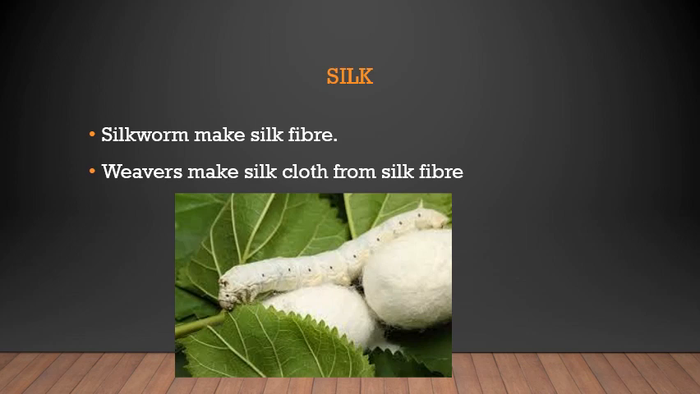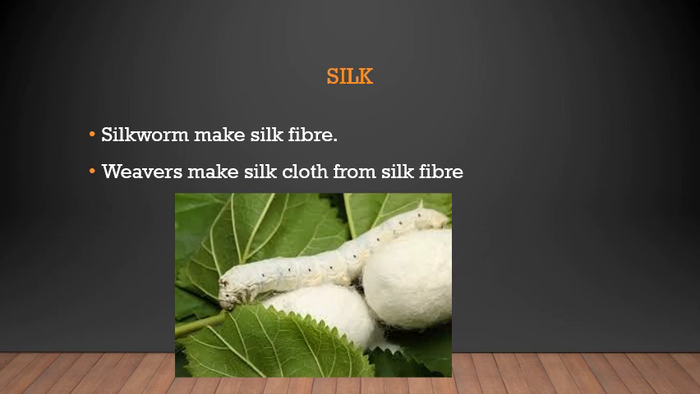We get silk from the silkworm. Silkworms make silk fibers. It makes a small cocoon. Cocoon means like a small ball. As you can see in the picture, that is a caterpillar, and that caterpillar is called the silkworm. Under the silkworm you can see small cotton balls, or white balls. Those white balls are made up of silk fibers.